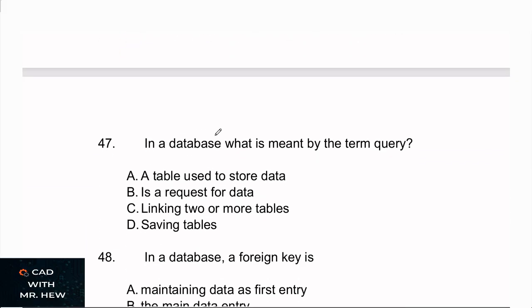47. In a database, what is meant by the term query? We have A, a table used to store data. B is a request for data. C, linking two or more tables. D, saving tables. The correct answer is B.